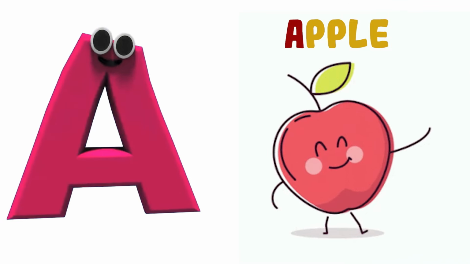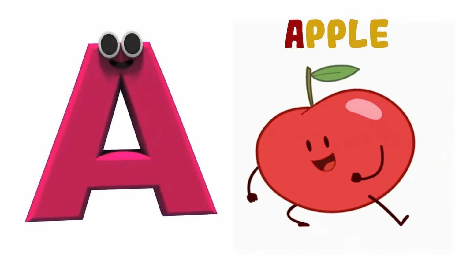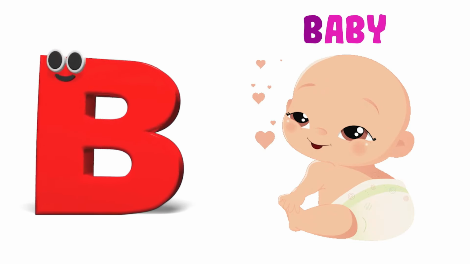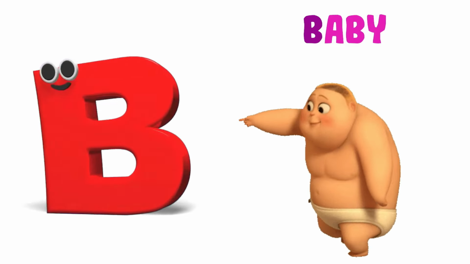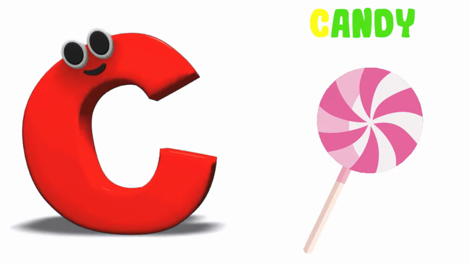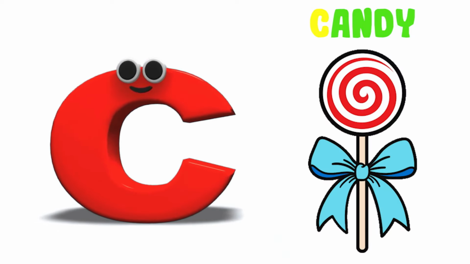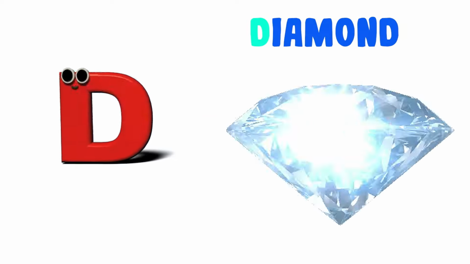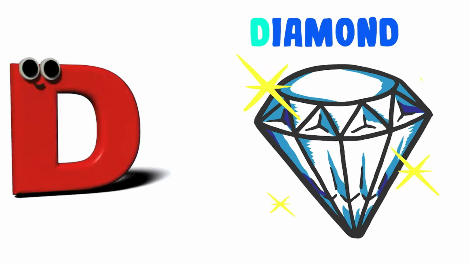Do it again. A is for apple, A, apple. B is for baby, B, B, baby. Diamond, D, D, diamond, D, diamond.